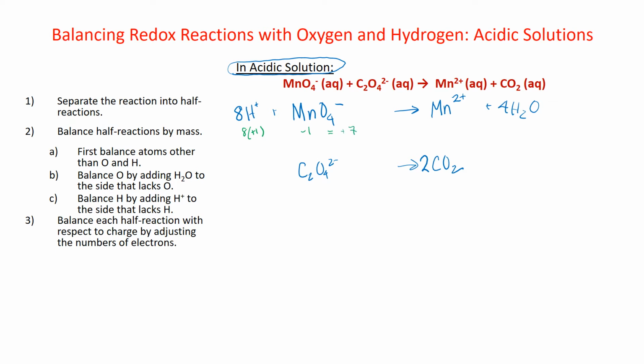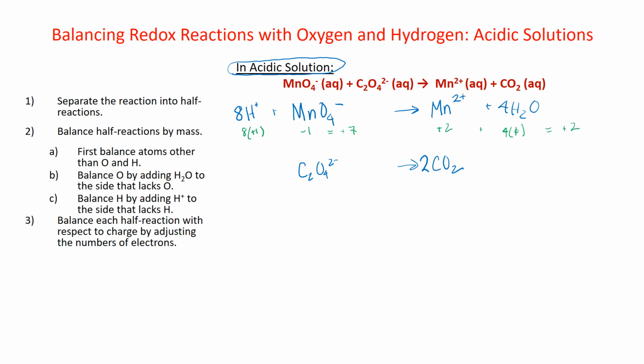On the right-hand side, I've got the 1 manganese ion. That's a +2 charge. And then I've got 4 waters. Well, the water is neutral, right? There's no charge up here. So that's 4 times 0, which just gives us 0. So when I add these 2 charges together, I end up with a total charge of +2.